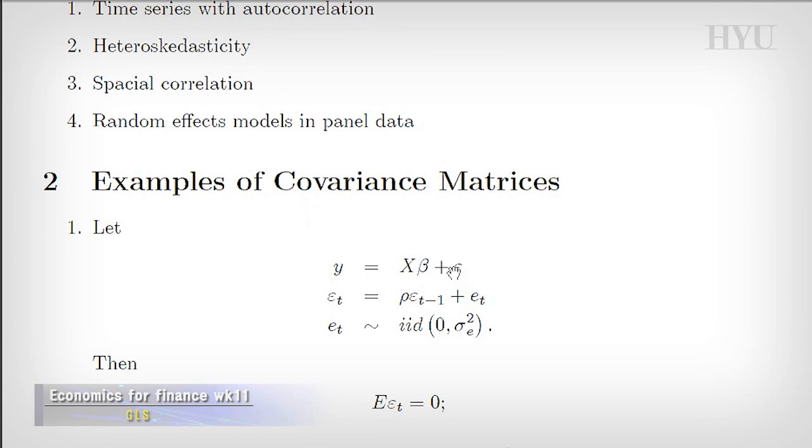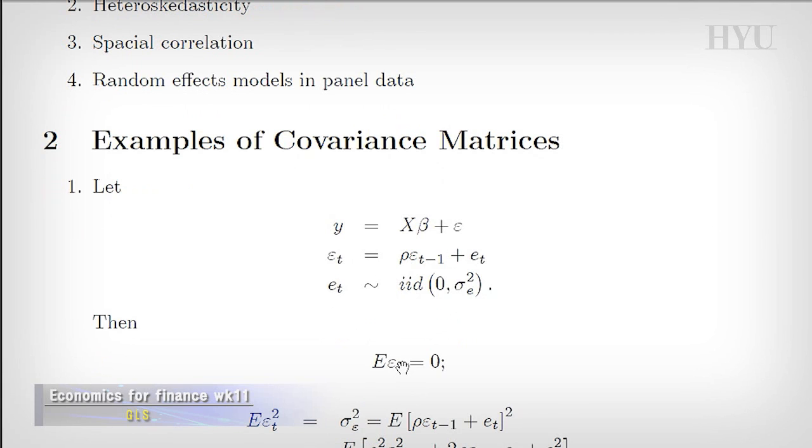So the t-th element of epsilon is actually the t minus 1 element of epsilon multiplied by rho, plus some noise, some e_t. And suppose e_t is IID, independently, identically distributed with mean 0 and some constant sigma. Okay, suppose our error structure looks like this. Then let's analyze how the variance covariance matrix of epsilon looks. Then clearly, the expectation of epsilon should be 0.